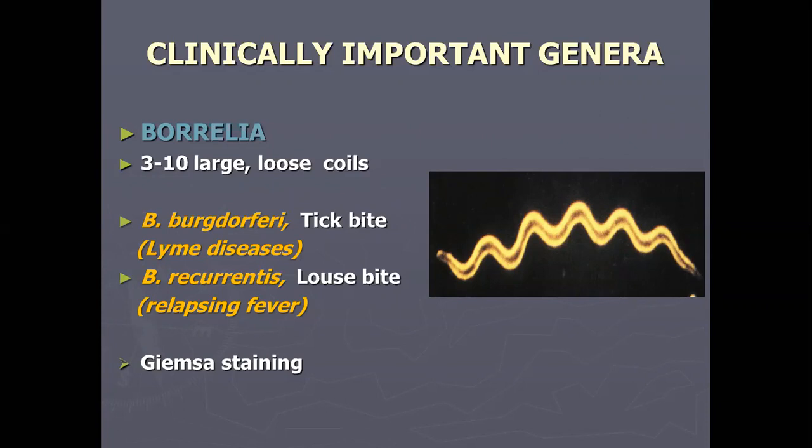Now this organism is comparatively larger in size. It is more visible, so we can stain it with the help of the Giemsa staining procedure, or other blood staining procedures. All right.